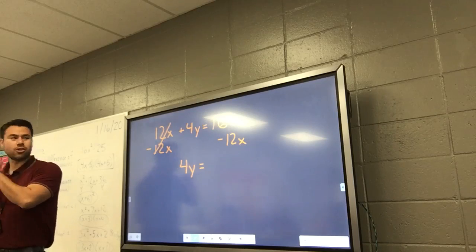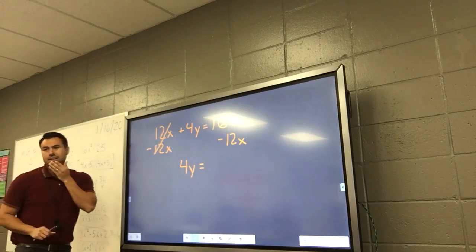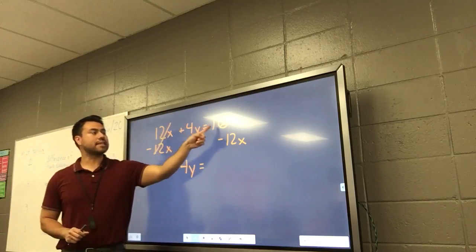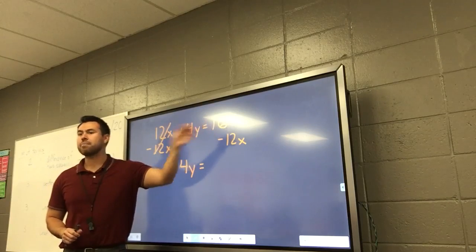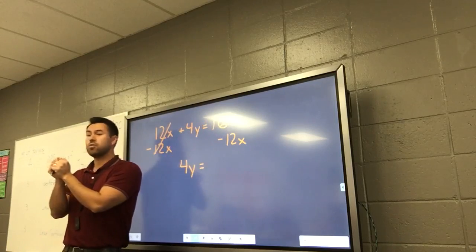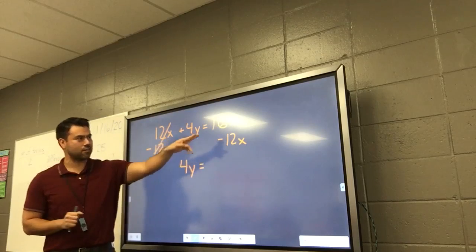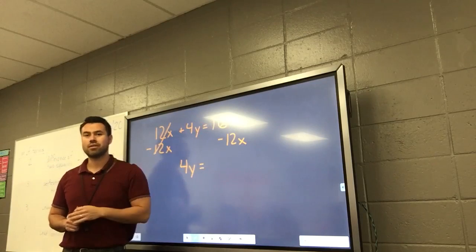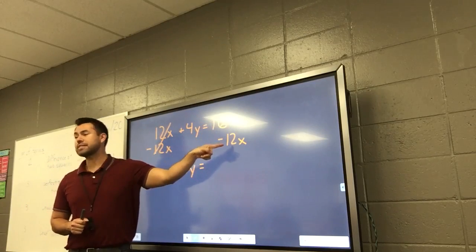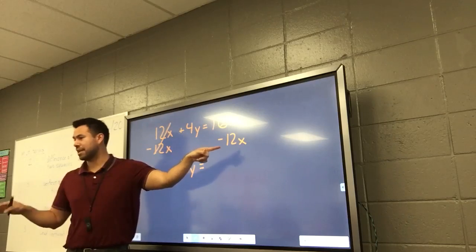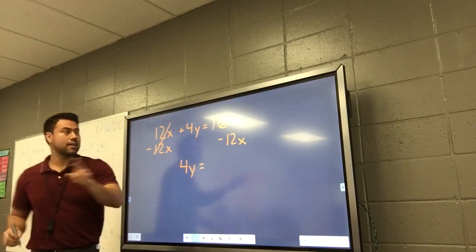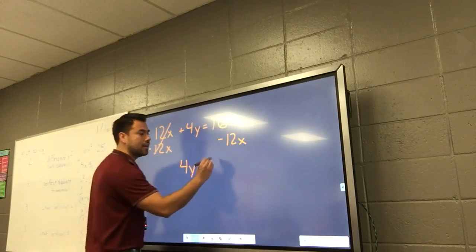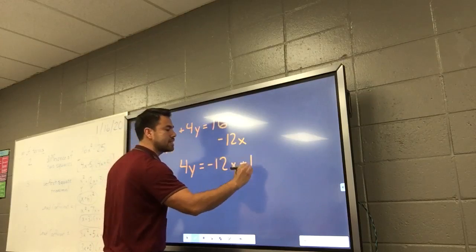So here's how we're going to do it. This is a hard step. 16 minus 12x. Can I combine those two together? No, they are not like terms. Don't say 4x. Hey, guys, I'm trying to help you. 16 minus 12x is not 4x. Please do not put that. It is not true. But 16 minus 12x is the same thing as negative 12x plus 16.